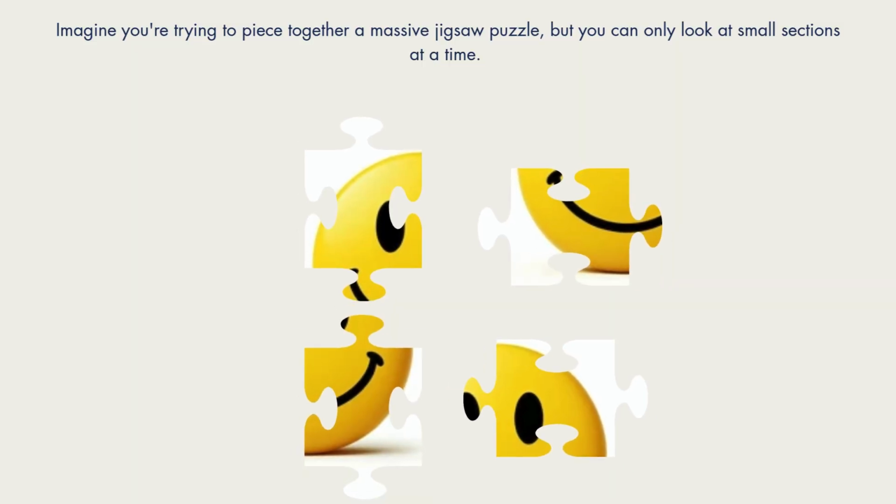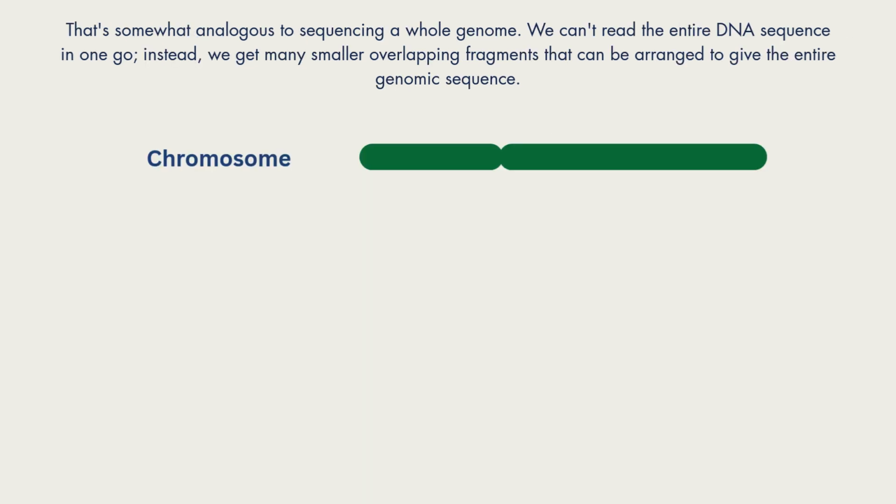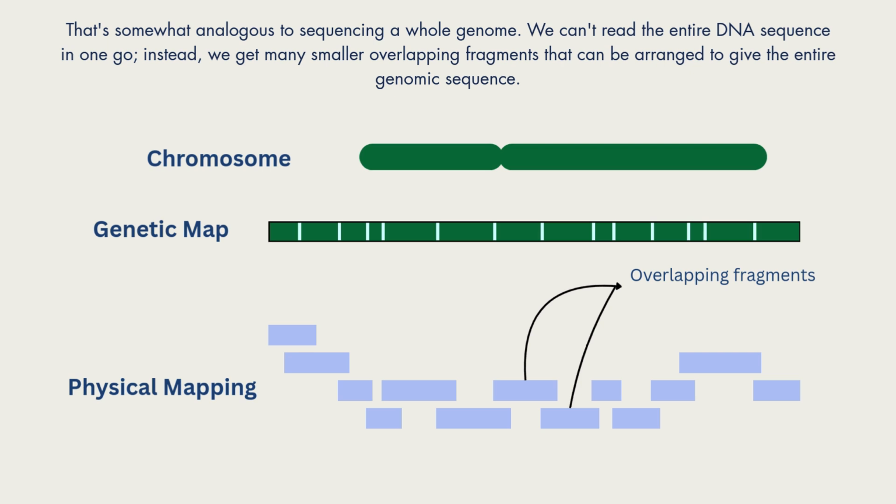Imagine you're trying to piece together a massive jigsaw puzzle, but you can only look at small sections at a time. That's somewhat analogous to sequencing a whole genome. We can't read the entire DNA sequence in one go. Instead, we get many smaller overlapping fragments that can be arranged to give the entire genomic sequence.